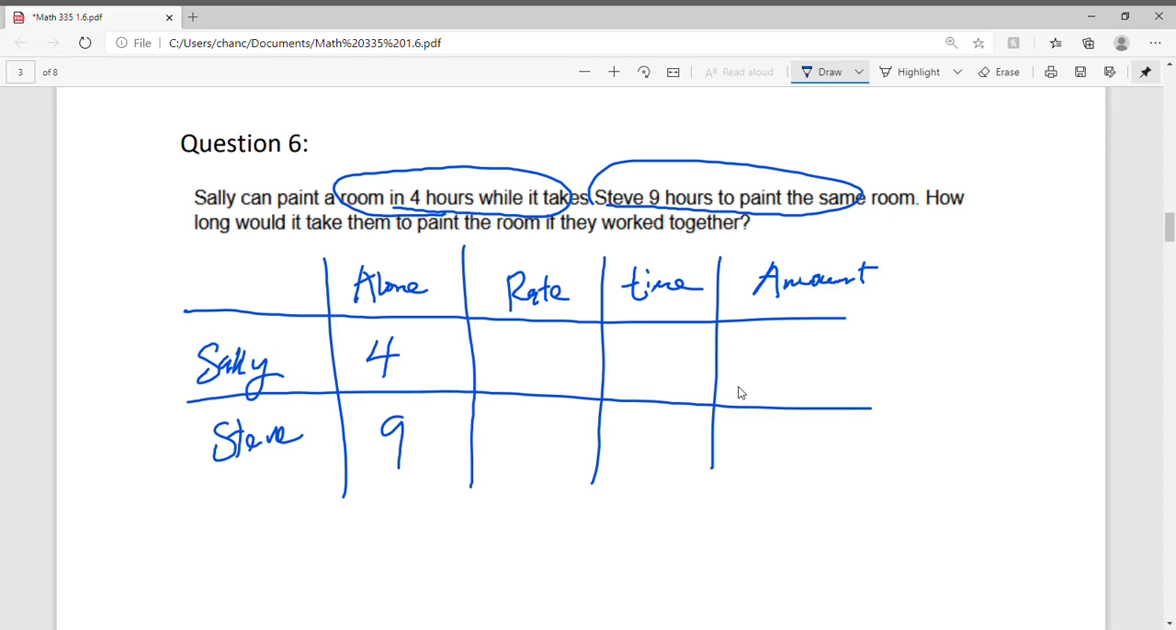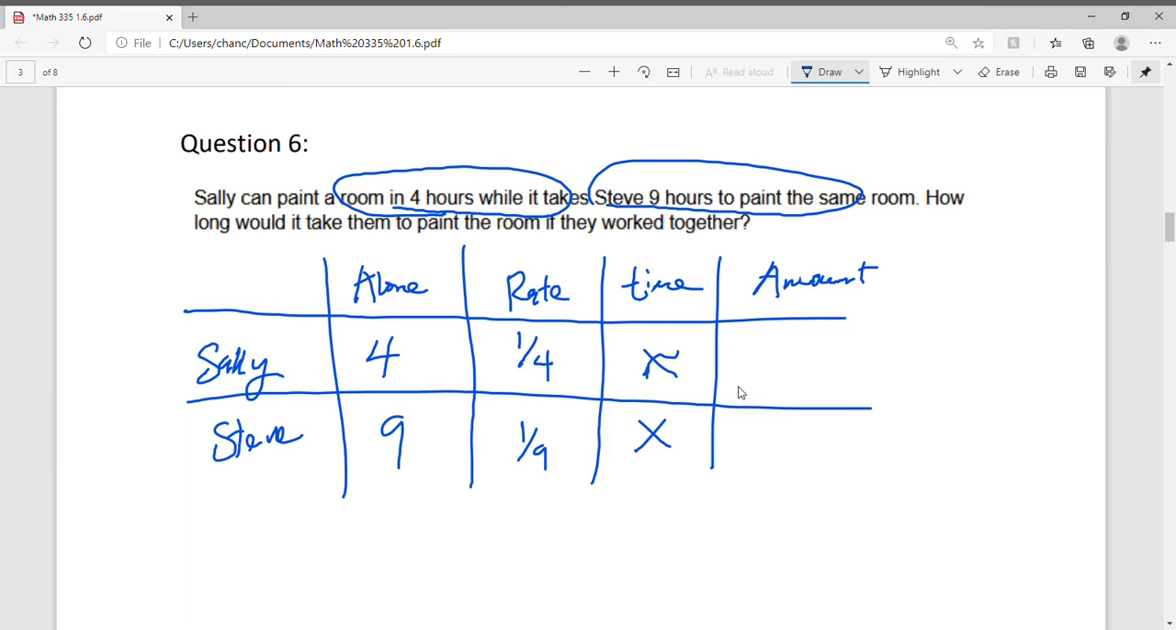Now, remember, if Sally can do the entire room alone, she could do 1/4 of the room every hour. Same thing with Steve. If he could do the entire room in 9 hours, he does 1/9 of the room every hour. You always take the reciprocal of their alone time. Now, since they're working together, they will complete the job at the same time. I don't know what that is, so we'll call this X for both cases.